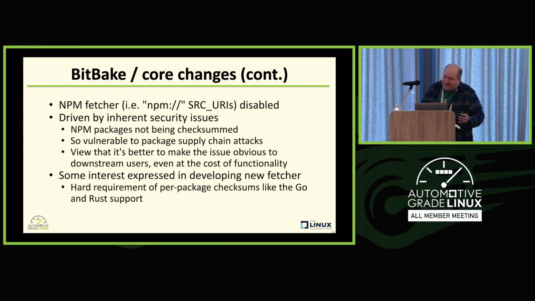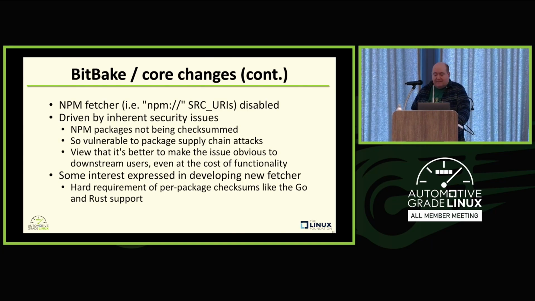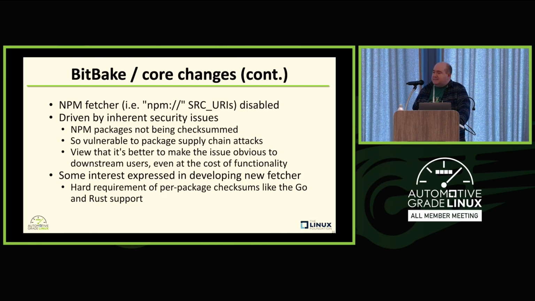Another thing that's been dropped is the NPM fetcher, which, if you build any kind of node-based project with JavaScript, means you're going to find those recipes no longer work. The fetcher has been disabled in BitBake. The argument as to why is that there have been a lot of supply chain attacks against NPM, and the Yocto fetcher didn't have checksum support.